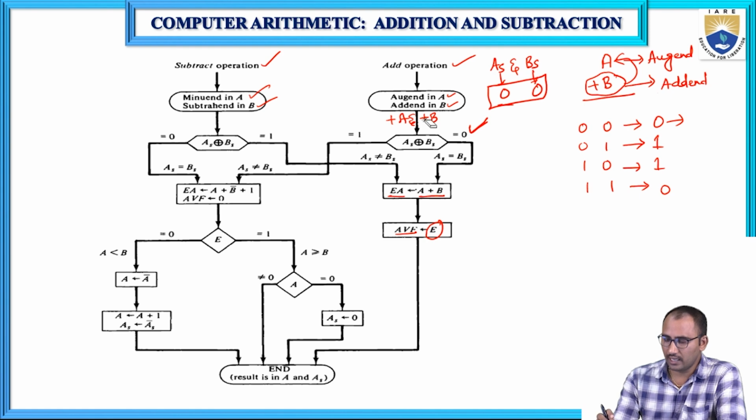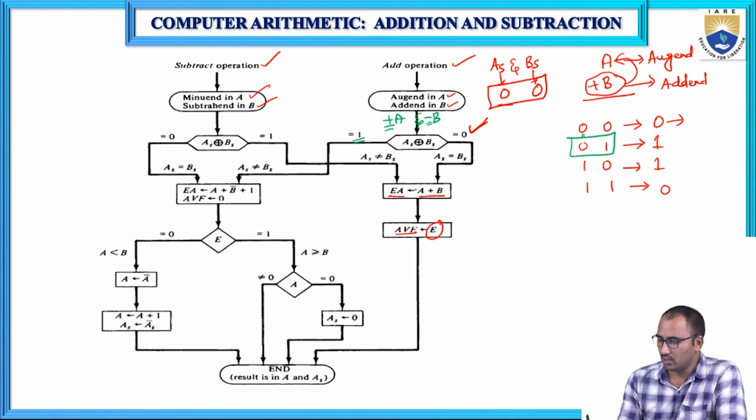Suppose you consider another number, see here, plus A minus B. So in between these two we are performing the addition. So if the signs are different, then we have to add their magnitudes. Okay. So if the signs are different, then we are performing subtraction. So see here, the output of the XOR gate is 1 because the signs are different.